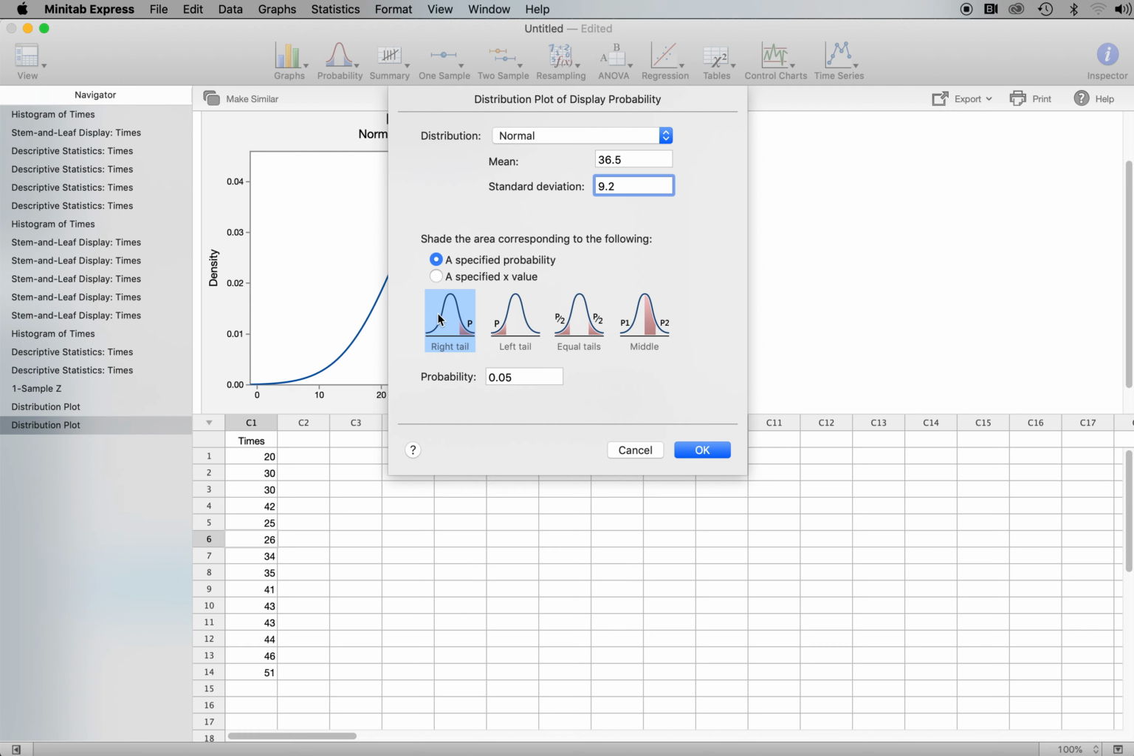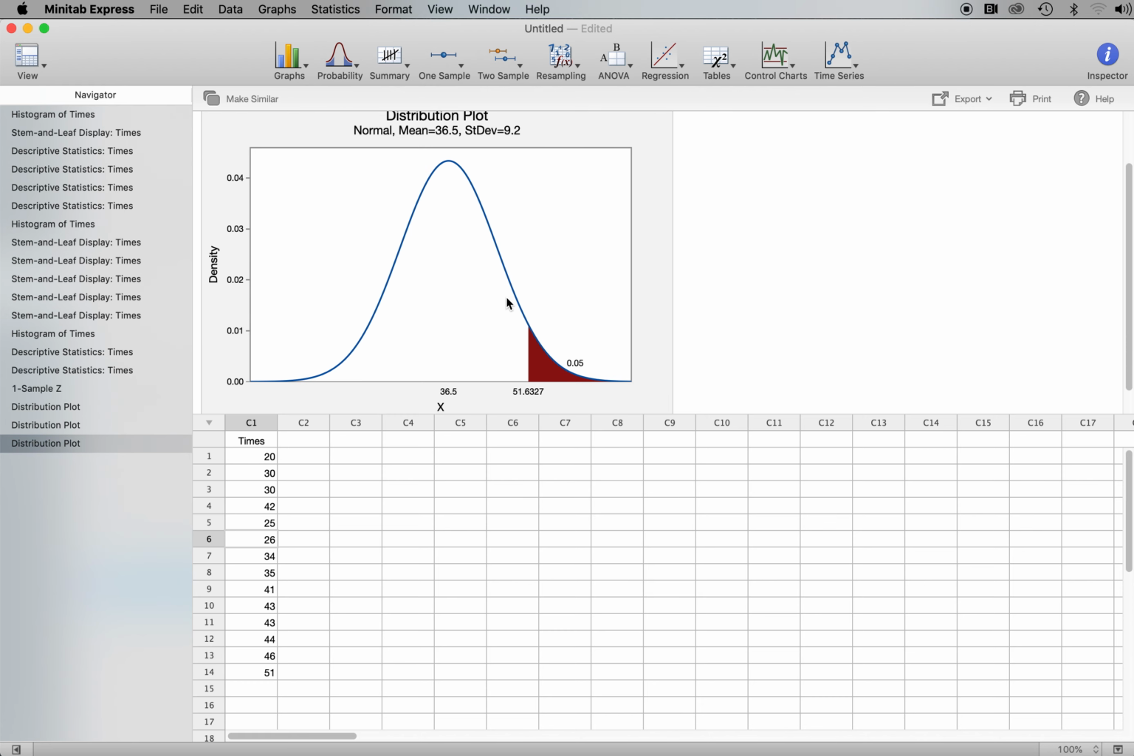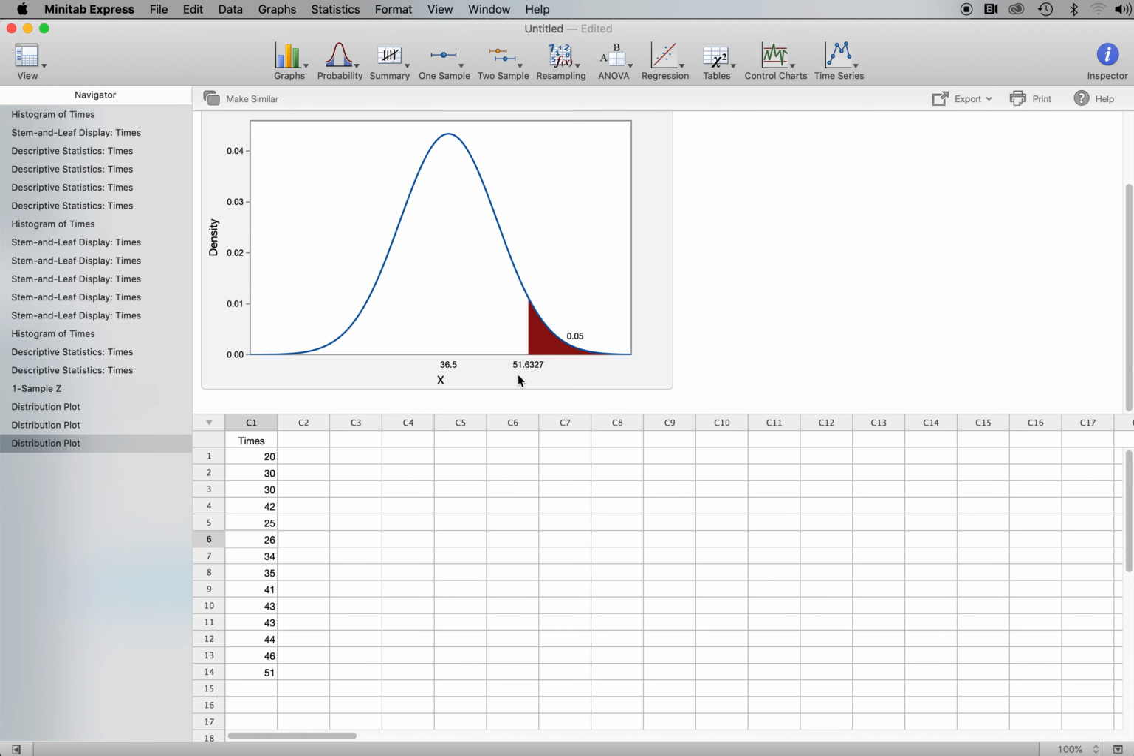Then I'm going to select the right tail test. Since I want values greater than, I'm looking at the right tail test, so something greater than a specific value. And when I look at my distribution, it's going to shade it. So the probability that my value is greater than 51.6 seconds would be what would fall here in that 5%. So 5% of my times would be greater than 51.6. It wouldn't be very likely that I would have something that high.